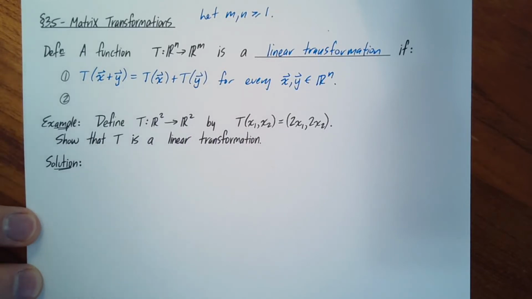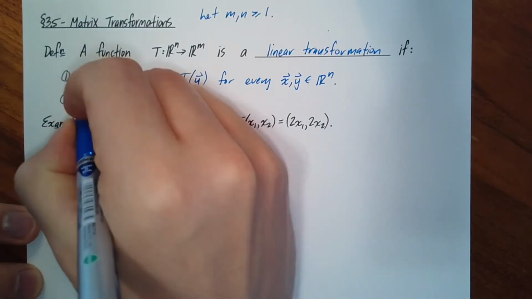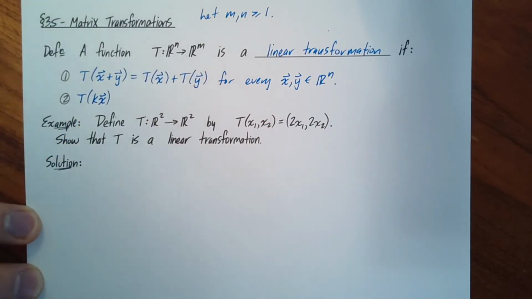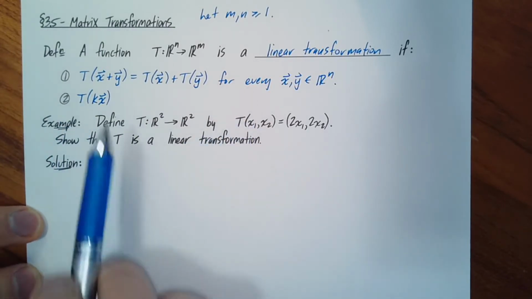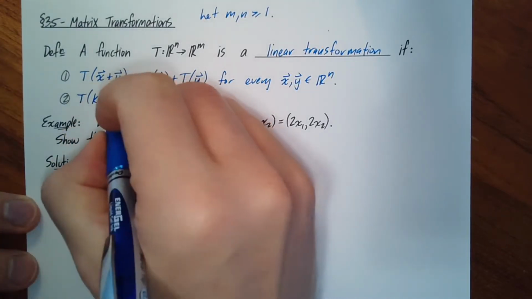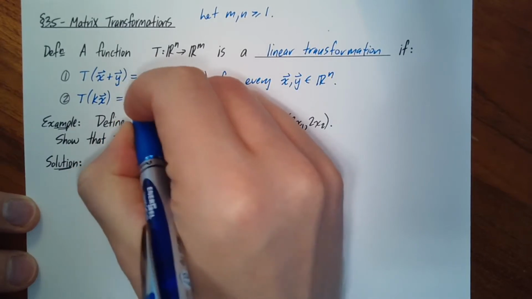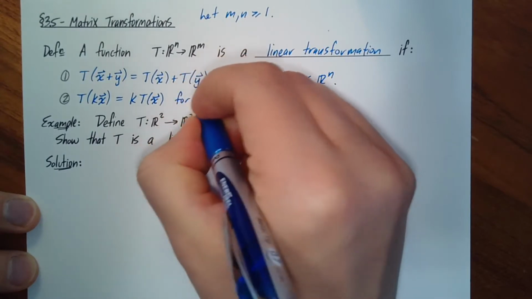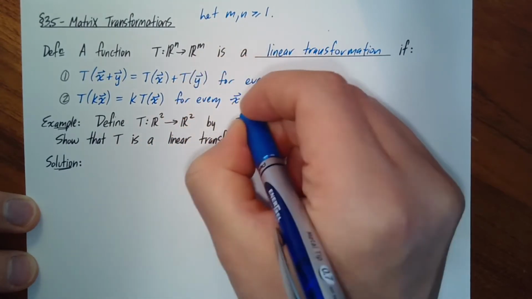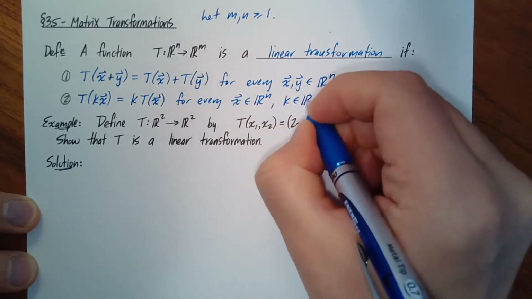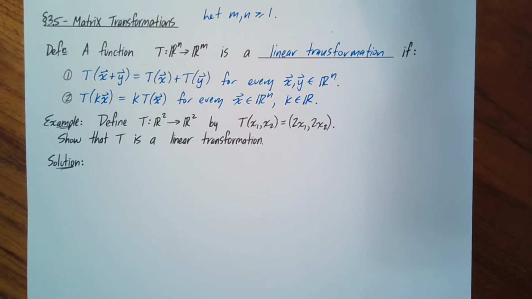Now the second condition says that T of k times x, and I haven't mentioned what k is, or even what x is yet. But again, just like with the previous statement, we're going to quantify it by the end of the sentence. This condition says that T of k times x is equal to k times T of x for every vector x in R^n and scalar k. Okay, so that's saying what?